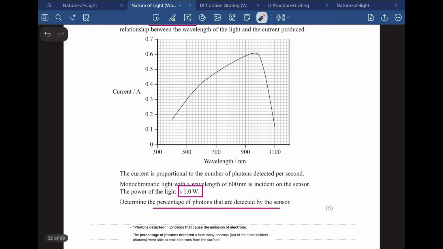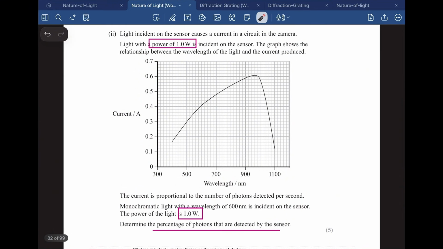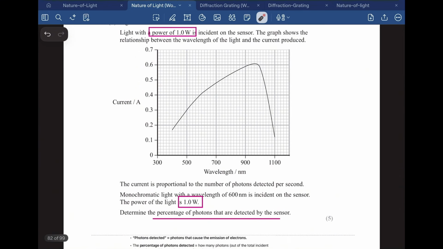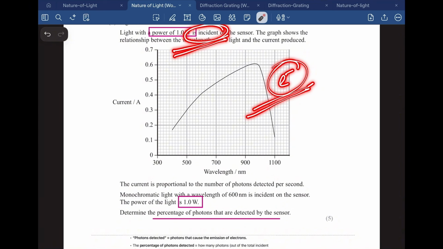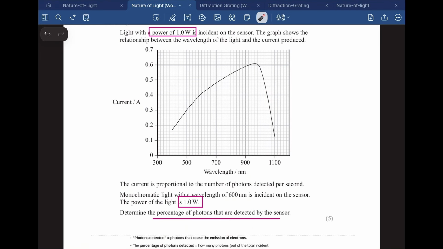Okay, and then we can also figure out the number of electrons that were emitted. If we can figure that out, we know the incident photons means all the photons that have been incident on the sensor, but the electrons will only show the number of photons actually detected by the sensor, because the sensor will only be able to detect those electrons which were emitted because of photons that have energy greater than the work function to be able to release the electrons.